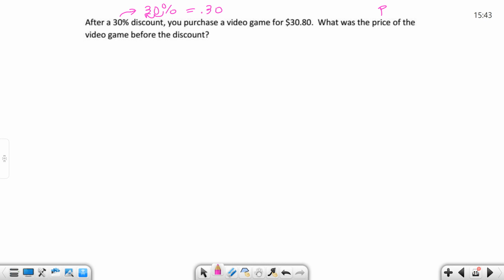So you have your price, and then you discount it minus 30% of the price. When you use the word of, that means multiply. So you apply a 30% discount. I took 30% of the original price as a discount. So you take P, the original price, we don't know what it is, minus 30% of the original price, 0.3P. All right? So that equals what? Well, the new price of the game after the discount is $30.80.